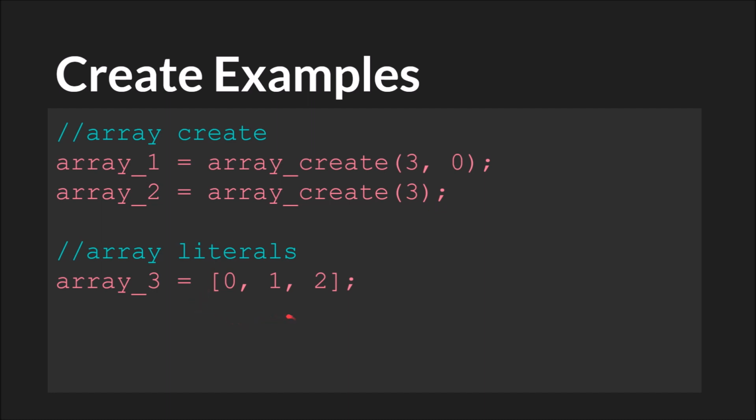Then there's array literals. This is done by just creating open brackets, then putting in each value separated by a comma. And I'm just using numbers here, but these could be anything. And then close brackets when you're done. So this would create an array with a length of 3 that has positions 0, 1, and 2, where those positions would also be the values 0, 1, and 2.